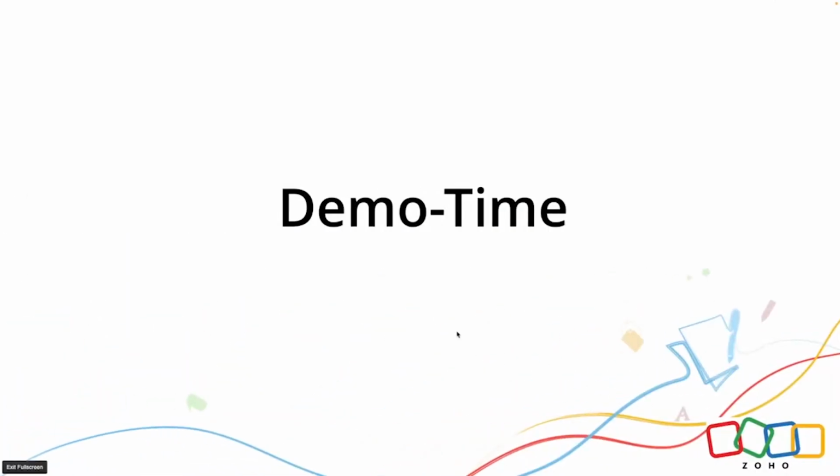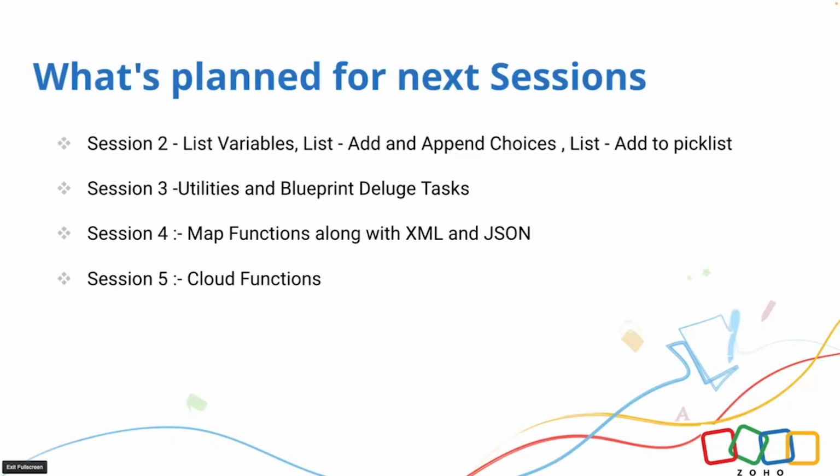I'll just go back to the presentation over here. Now what else is planned for the next session? I'll just move on to that and I'll just let you know. So this is all for today's session. What I'll plan for the next session is the list variable, which is on the second one. So list variable, list, add and append the choices, and how to use the dynamic pick list. For the session 3, we do have the utilities, blueprint, deluge task, map functions along with the XML and JSON.